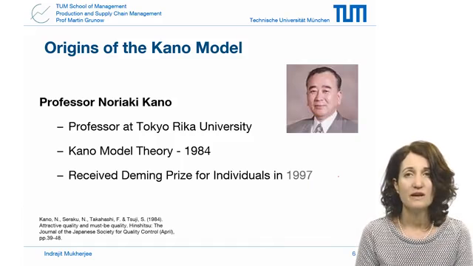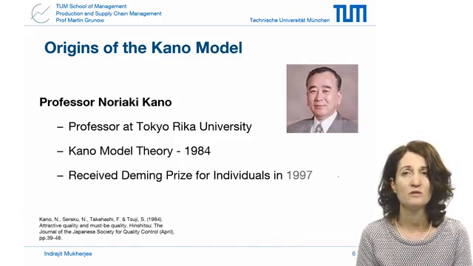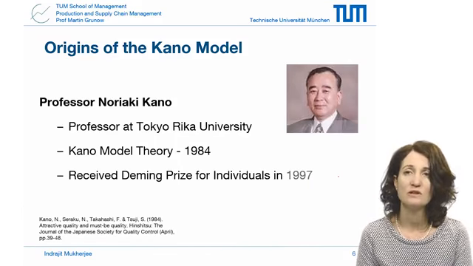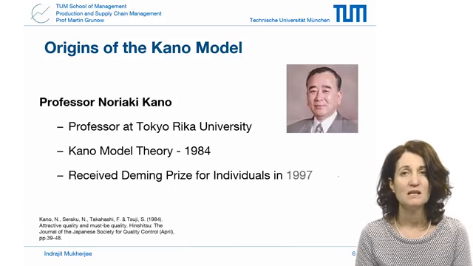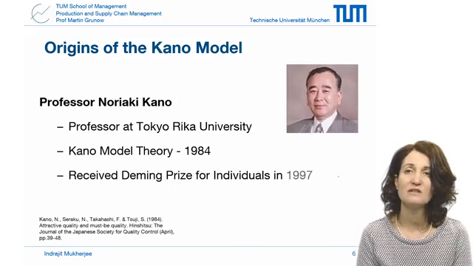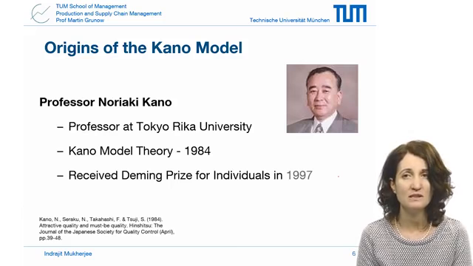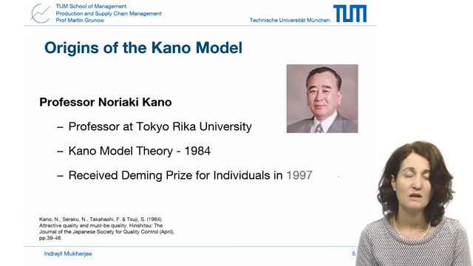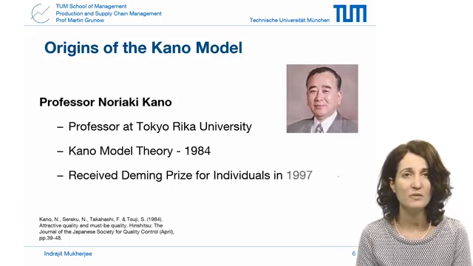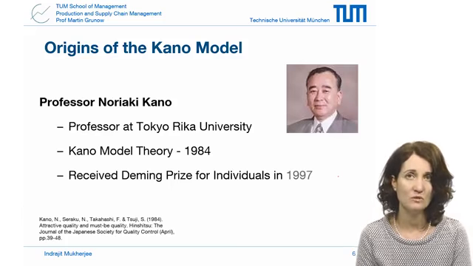One well-known method of categorizing and prioritizing the different customer requirements was proposed by Professor Noriaki Kano, a professor at Tokyo Rika University. The Kano model is a theory of product development and customer satisfaction developed in the 1980s, and this classifies customer preferences into different categories. The concept was first published in an article by Kano and his colleagues in 1984 in the Journal of the Japanese Society for Quality Control. And Professor Kano received the prestigious Deming Prize for Individuals in 1997 to recognize his contribution to the field of total quality management.